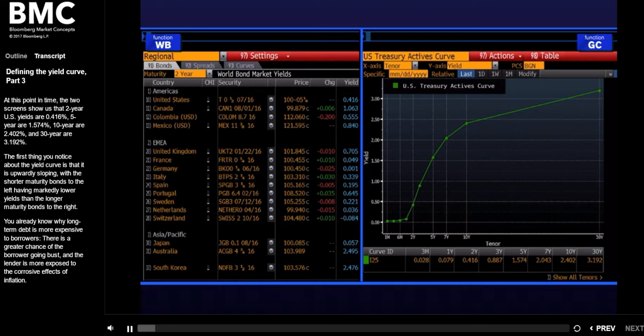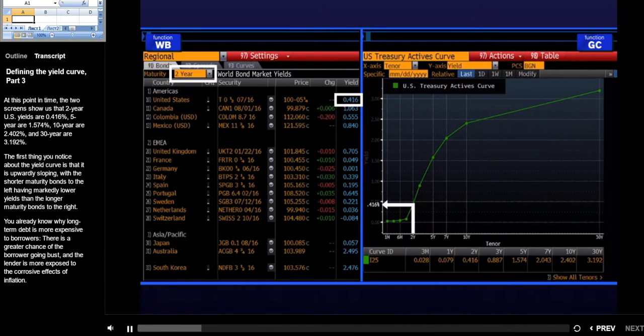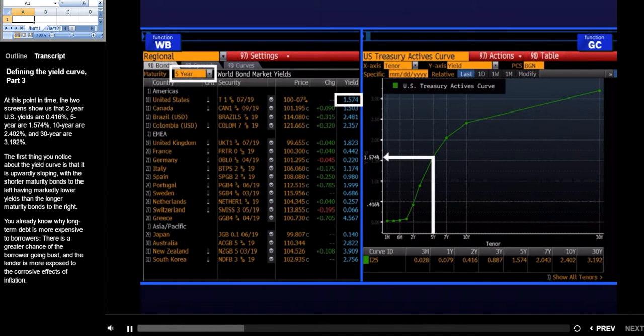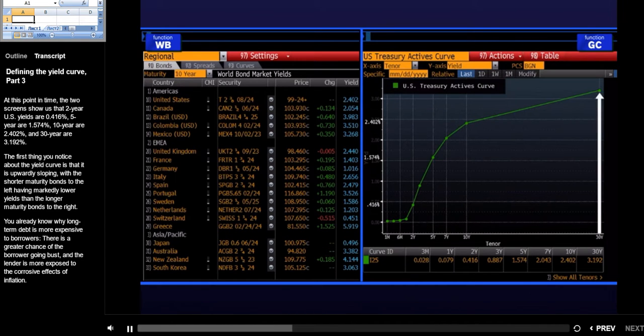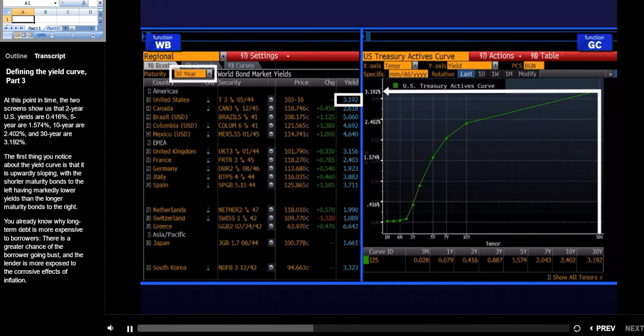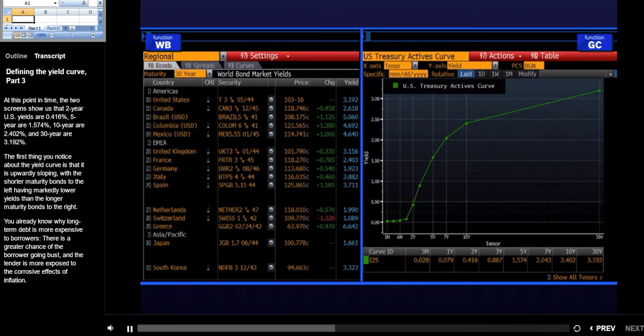At this point in time, the two screens show us that 2-year U.S. yields are 0.416%, 5-year are 1.574%, 10-year are 2.402%, and 30-year are 3.192%. The first thing you notice about the yield curve is that it is upwardly sloping, with the shorter maturity bonds to the left having markedly lower yields than the longer maturity bonds to the right.